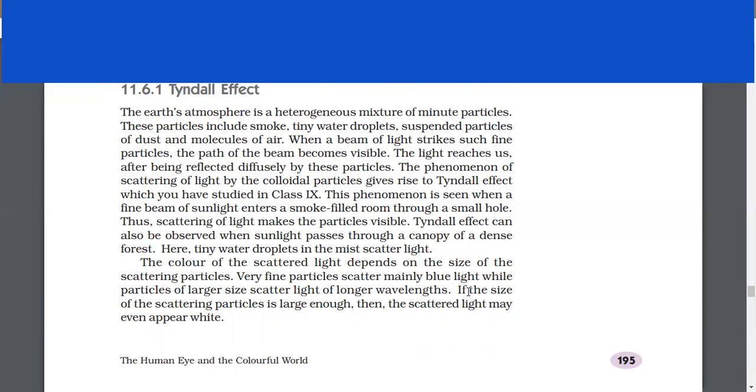Tyndall effect can also be observed when sunlight passes through a canopy of a dense forest. Here, tiny water droplets in the mist scatter light. The color of the scattered light depends on the size of the scattering particles. Very fine particles scatter mainly blue light, while particles of larger size scatter light of longer wavelengths. If the size of the scattering particles is large enough, then the scattered light may even appear white.